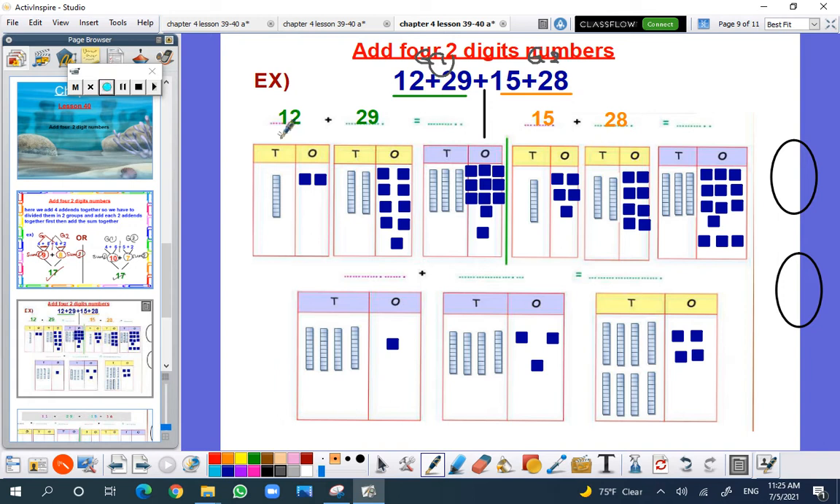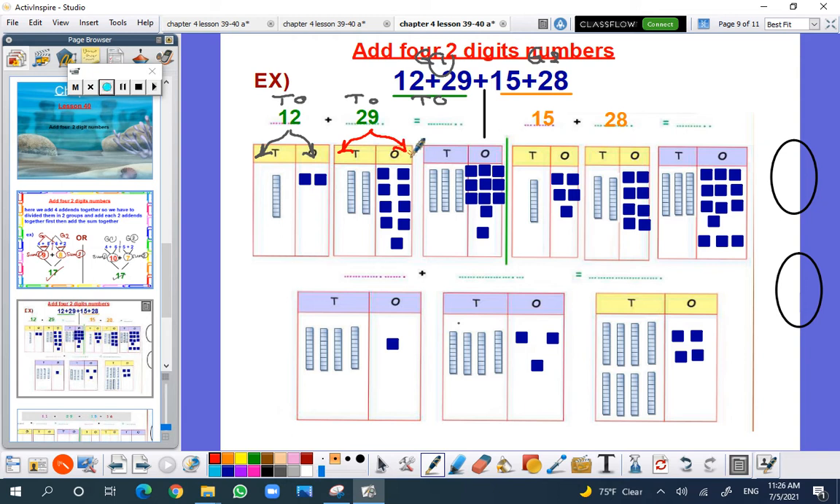So let's represent now 12 plus 29. What is the first step? T-O, T-O, T-O as usual. Let's represent the 12. So 1 on the tens, it will be 1 rectangular bar, 2 in the ones, 2 small squares. Is it right? Excellent. Let's represent the 29. So 2 on the tens, 2 rectangular bars, 9 in the ones, 9 small squares.